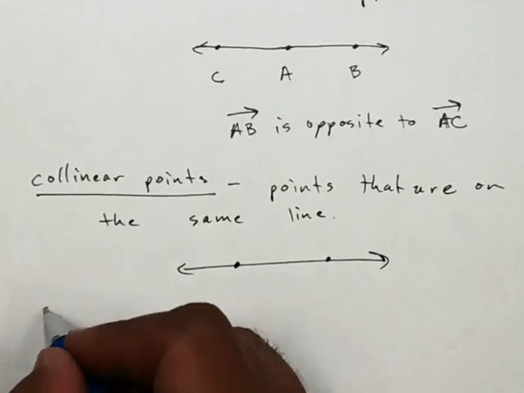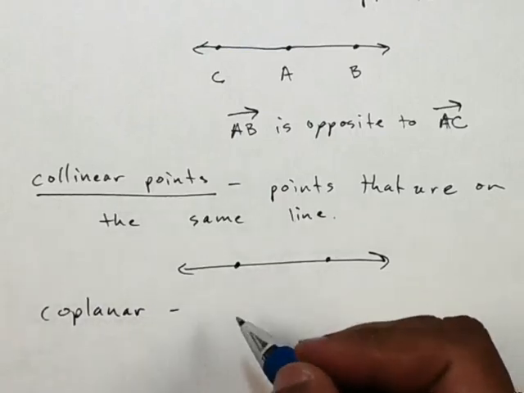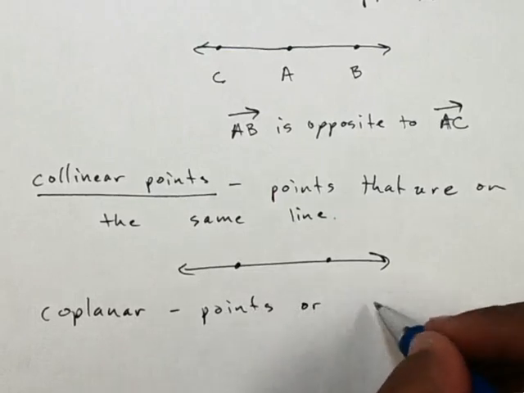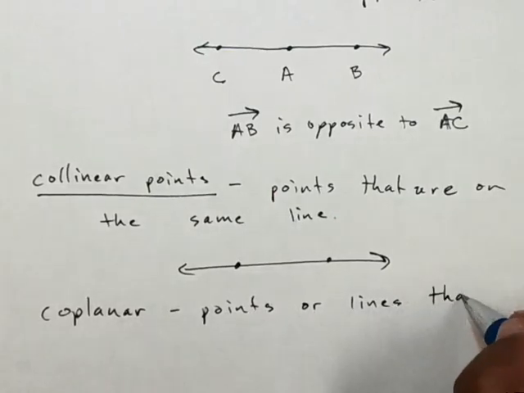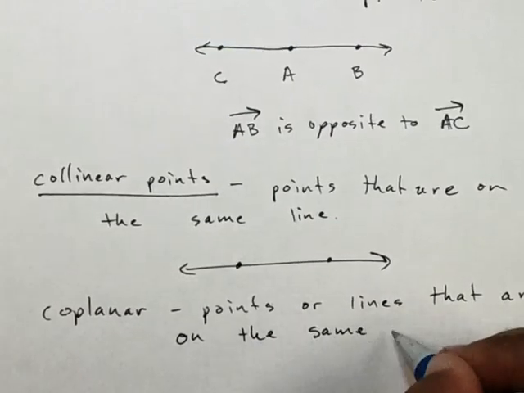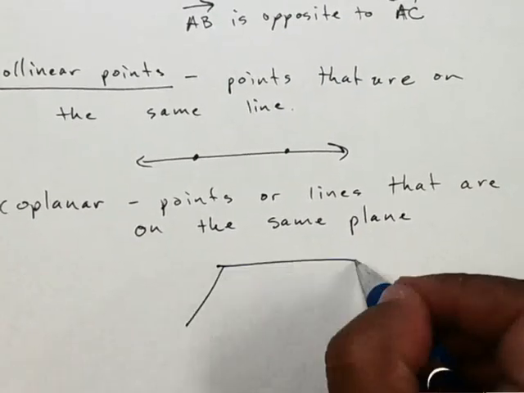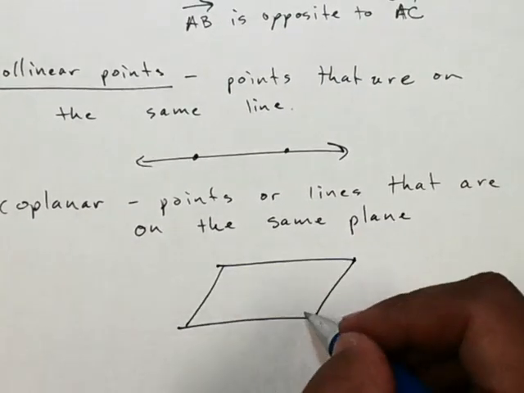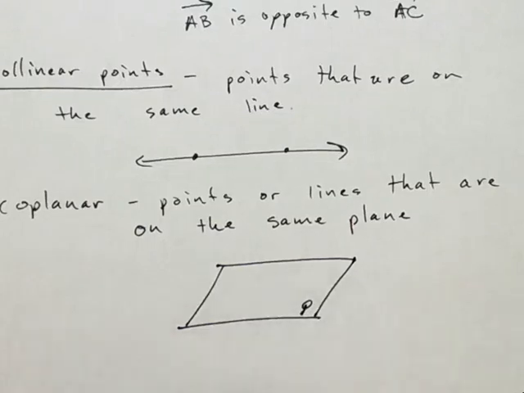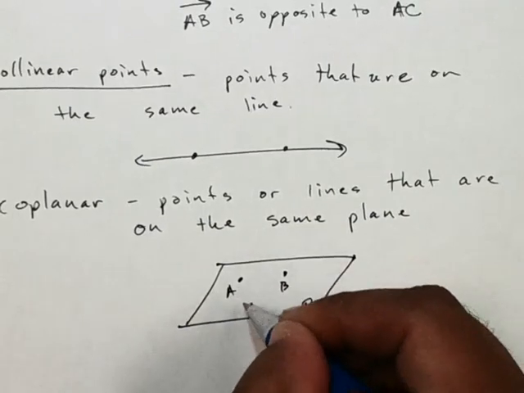Next word we have is coplanar. And that could be points, could also call them lines. Points or lines that are on the same plane. And so to draw that, usually we just draw a parallelogram. And I'll just call this plane P. And then any points that would be on this plane, we'd call them A, B, and C. Those would all be coplanar.